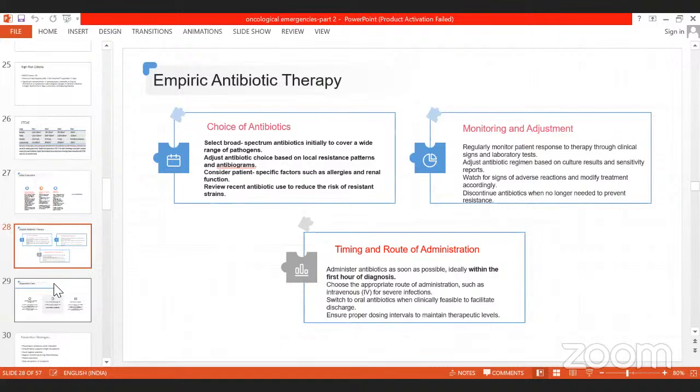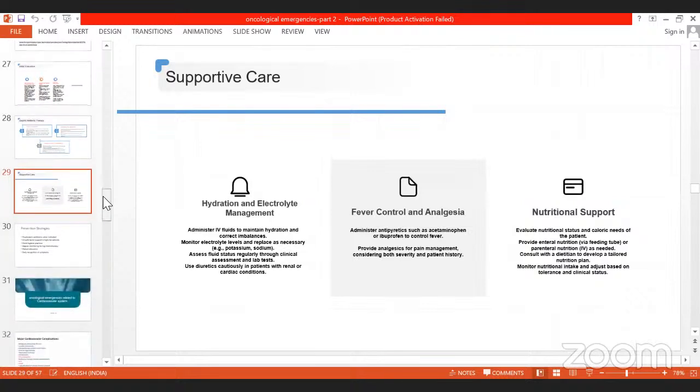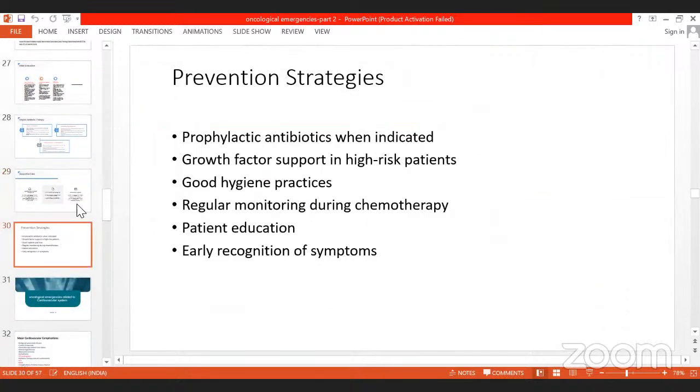And we need to monitor the patient both for clinical signs and laboratory tests, and daily we need to repeat and check the ANC. If the ANC is improving and the fever is subsiding, then we can change to oral antibiotics. And coming to supportive care, hydration, electrolyte management, fever and analgesia control, and nutritional support is very important to manage febrile neutropenia. So what are the prevention strategies for febrile neutropenia?